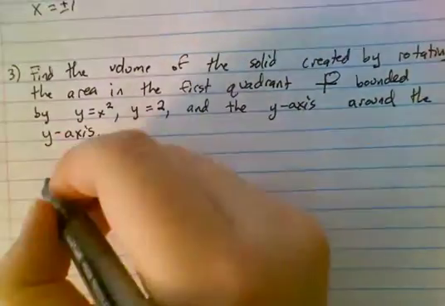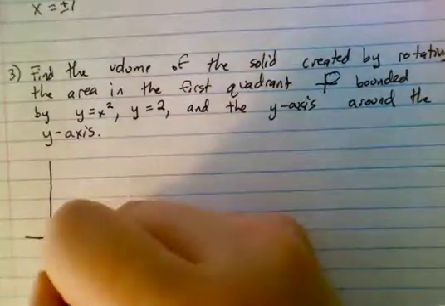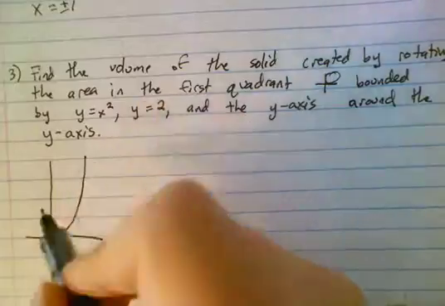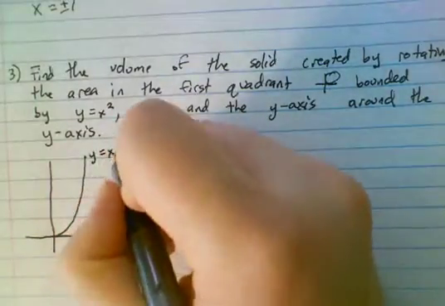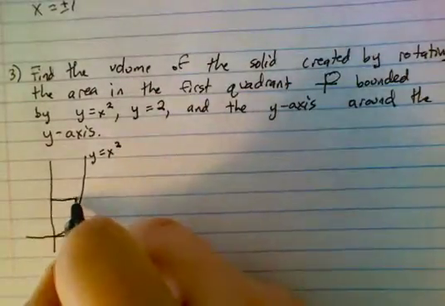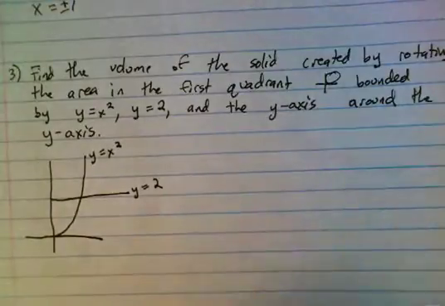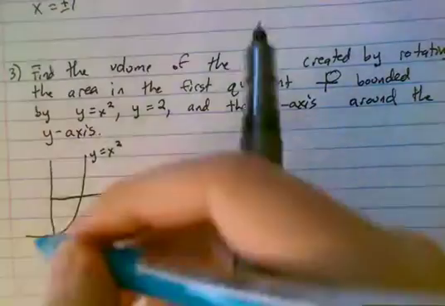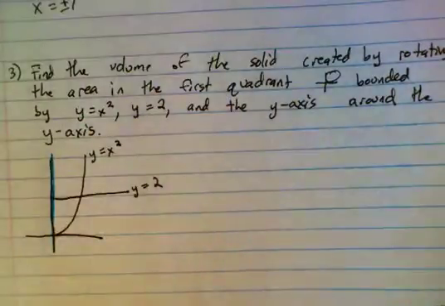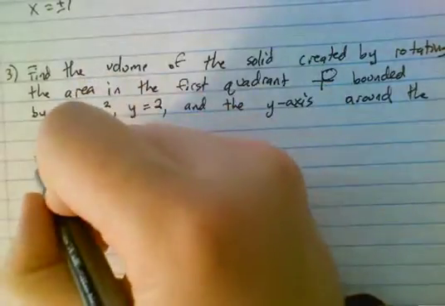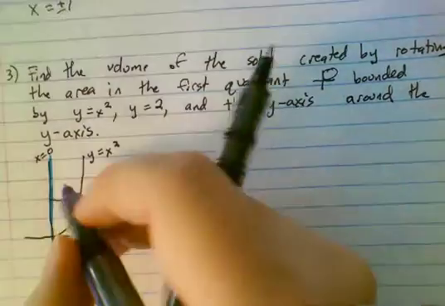Okay, first thing is always to sketch it. We really only need the first quadrant here. Y equals x squared, that's this shape. We're only in the first quadrant, so I don't need to draw this other side. Y equals 2 is just a horizontal line like that. And the y-axis, it's going to be rotated around the y-axis, so this is the line x equals 0. Here's our area.